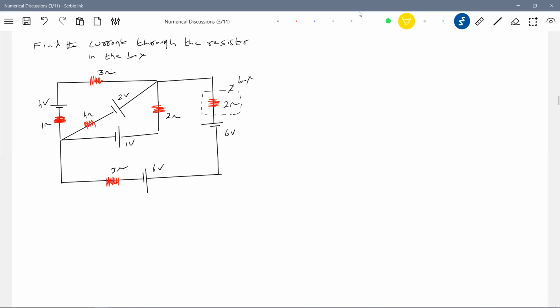Find the current through the resistor in the box. So, okay, there's a box. You have to find out the current through this 2 ohm resistor. How to get the current through this 2 ohm resistor? Shall we do one thing? Shall we write loop equations here? 1, 2, 3, three loop equations. I'll find out the loop currents, then I'll get the current.